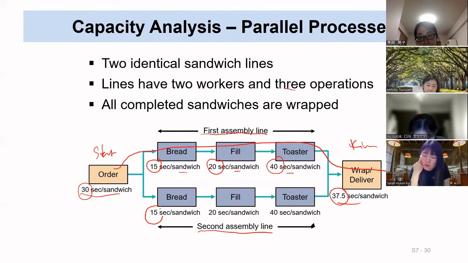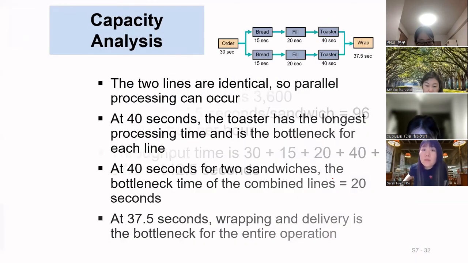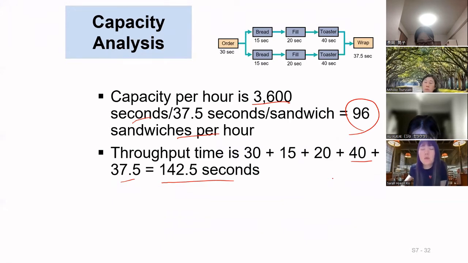The other line also has the same processing time, so the new line will give you the same throughput time to make one unit of sandwich. It will require 142.5 seconds. Right, so 30 plus 15 plus 20 plus 40 plus 37.5.